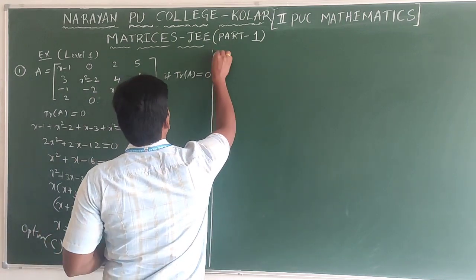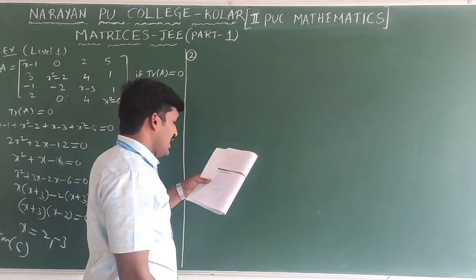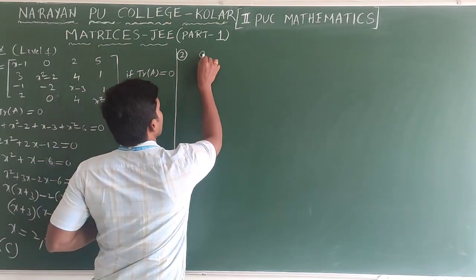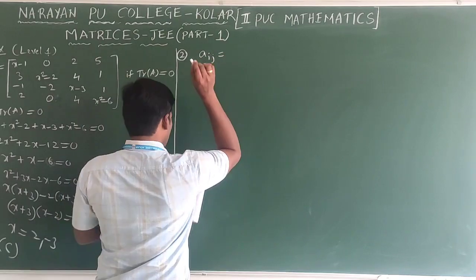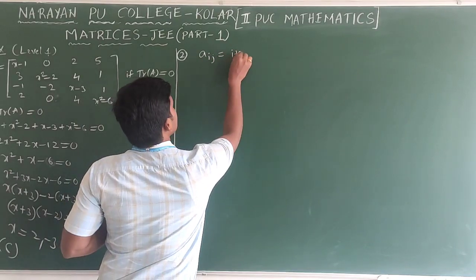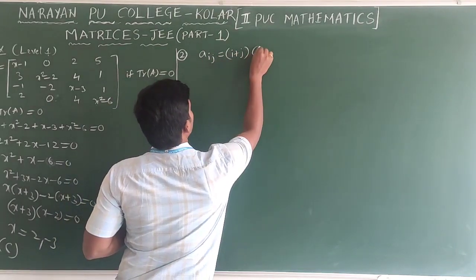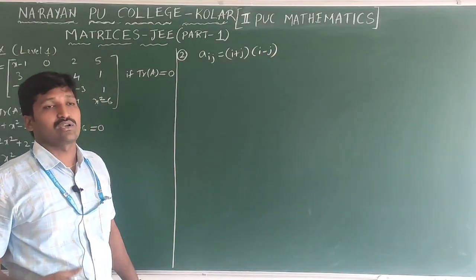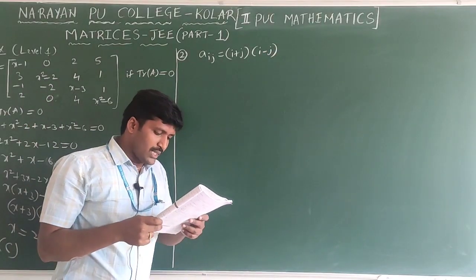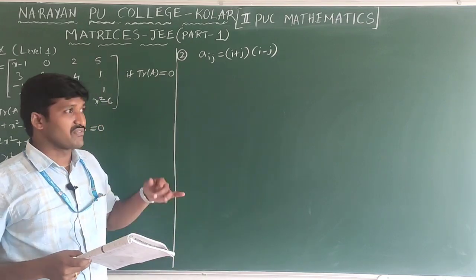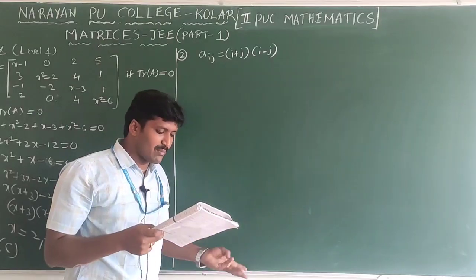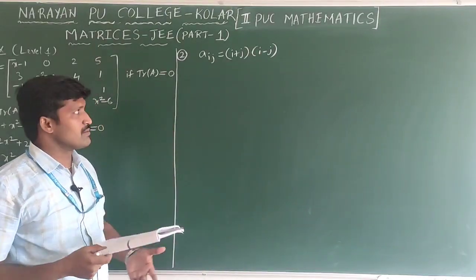Next, the second one. The element Aij of the square matrix is given by Aij equal to i plus j into i minus j. i is called the row position, j is called the column position, and then matrix A must be, we need to identify which matrix. The options given are skew symmetric matrix, triangular matrix, symmetric matrix and null matrix.